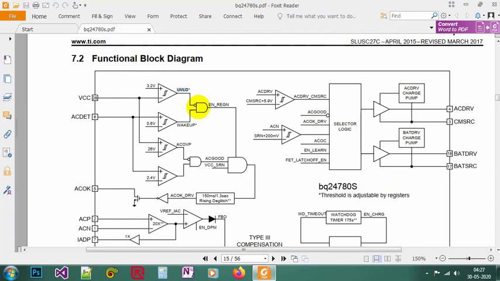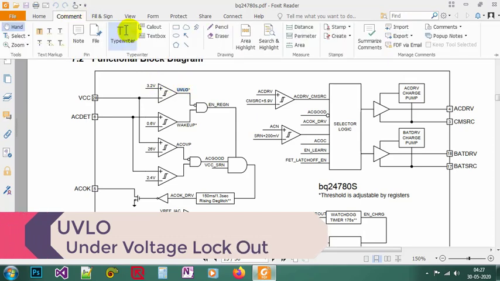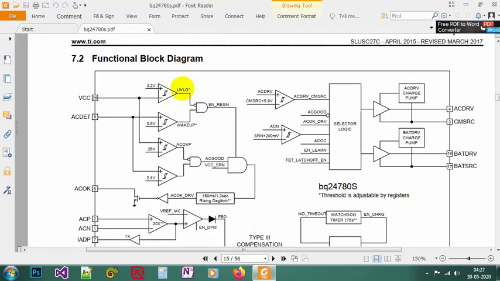Let's come back to the functional block diagram. Here you can see the first one is your VCC and there is a Schmitt trigger. A Schmitt trigger is just like a comparator. The first one is your UVLO. In the UVLO, the VCC is connected to the lower side and the positive side is your 3.2 volt. That means if your VCC is higher than 3.2 volt, then the UVLO output will be low because the VCC is connected to the lower side. And you know there is a small circle over there. Of course that's your NOT gate.